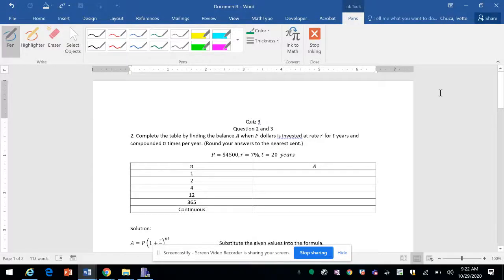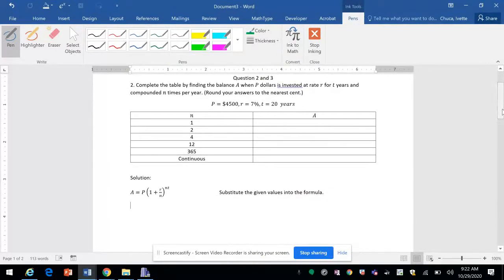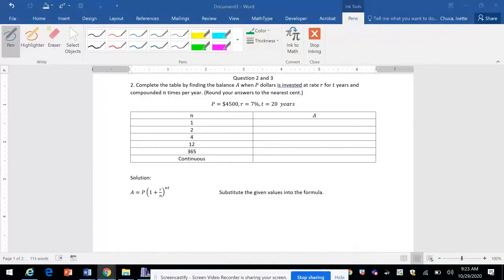This video will cover quiz number 3, sections 3.1 to 3.4, and this would be specifically on question number 2 and question number 3. Question number 2 says complete the table by finding the balance A when P dollars is invested at a rate R for T years and compounded N times per year. Round your answer to the nearest cent. They tell us that P is 4,500, R is 7%, and T is 20. And they give us N is 1, 2, 4, 12, 365, and continuous.